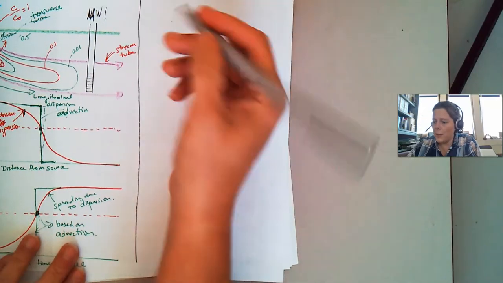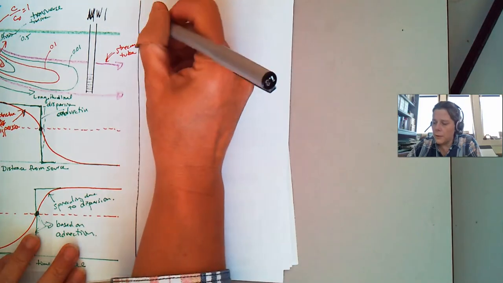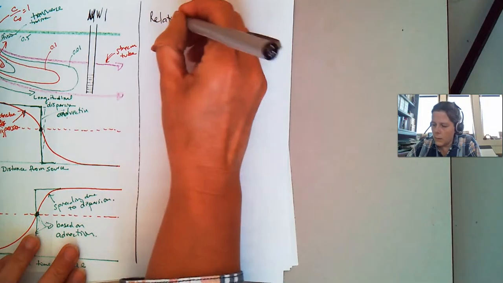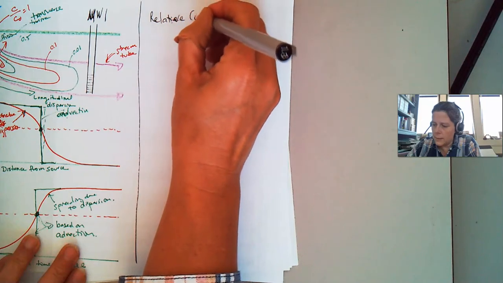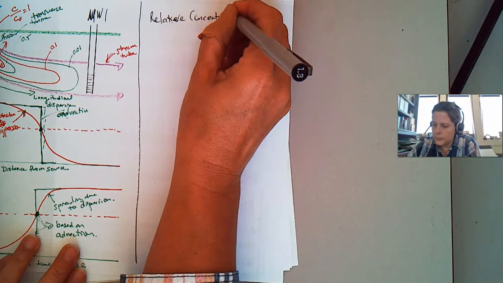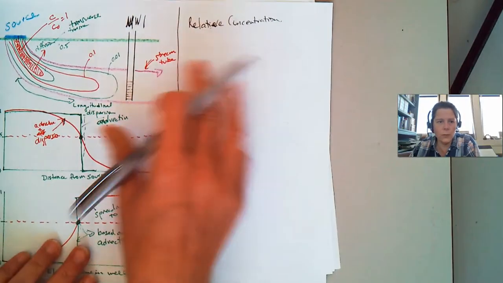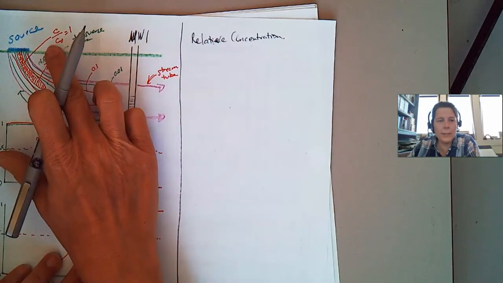So one thing I keep talking about is relative concentration. Let's see if I can do this. Relative concentration. So what is relative concentration? That's what I'm showing over here. It's that C over C naught.